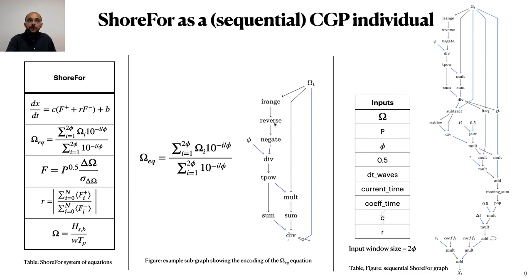This subgraph is responsible for modeling the omega equilibrium equation. As stated previously, omega equilibrium, as a function, takes an omega time series and phi as its inputs, and it outputs omega equilibrium. And this is exactly what we have here, where we have the omega time series and the phi parameter as inputs. We have a series of computational nodes which translate these inputs into omega equilibrium.